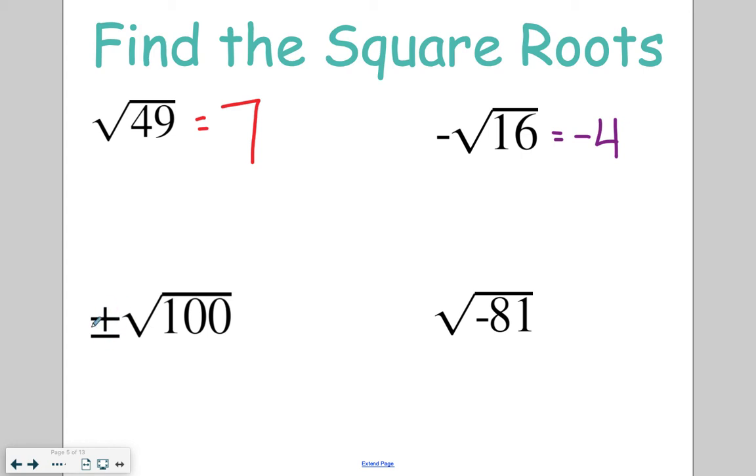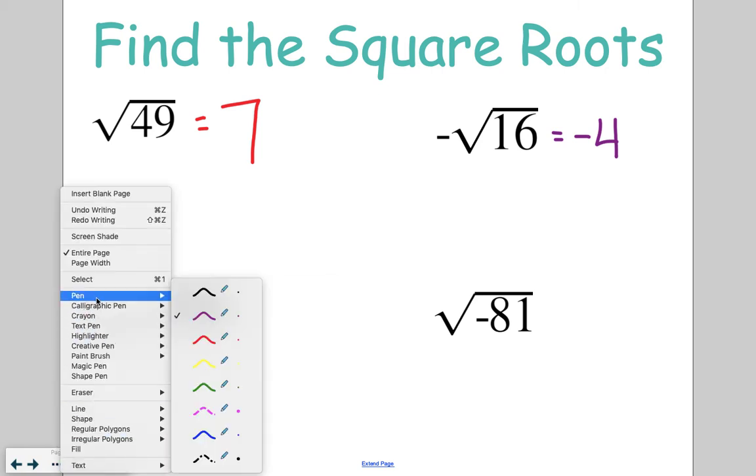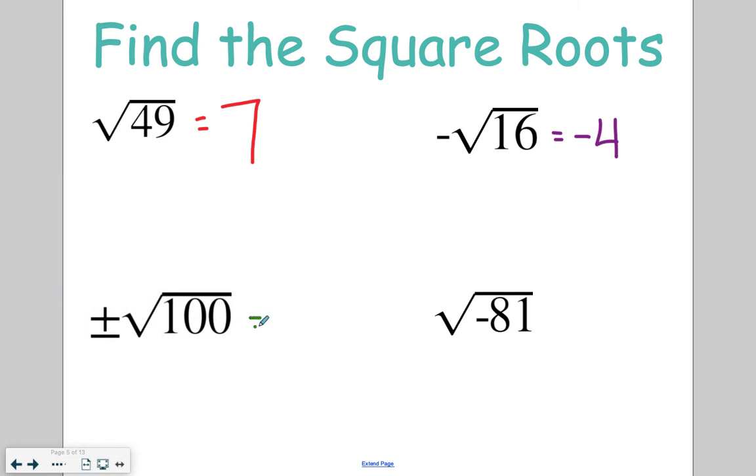This is a new symbol that we haven't really discussed. This means positive or negative. That's why it has the plus and the minus. So our answer to this one would be plus or minus 10.